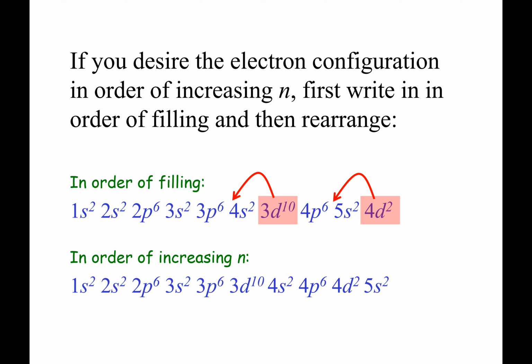So it's 1s2, 2s2, 2p6, 3s2, 3p6, 3d10, I feel like I'm playing bingo, 4s2, 4p6, 4d2, and then 5s2. So the electrons are in the same subshells as we came up with using the Aufbau method and lowest n plus L rule, but now the whole subshell is in order of increasing n.